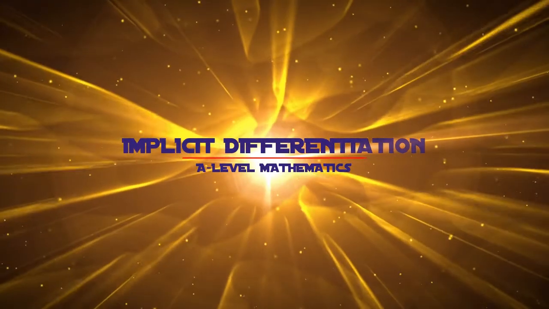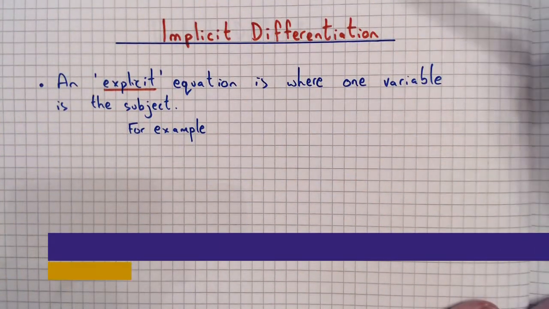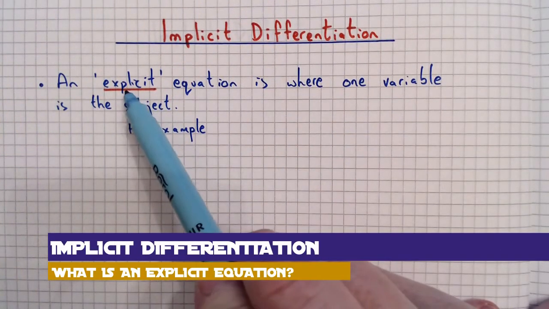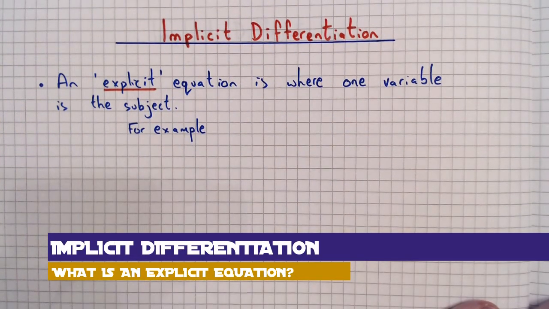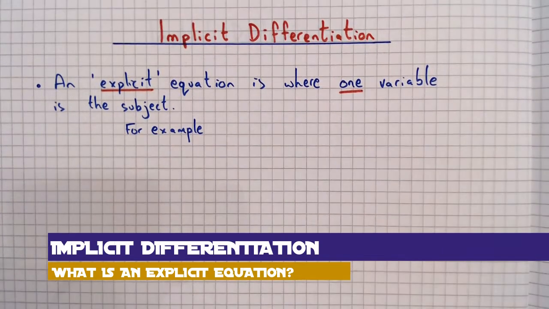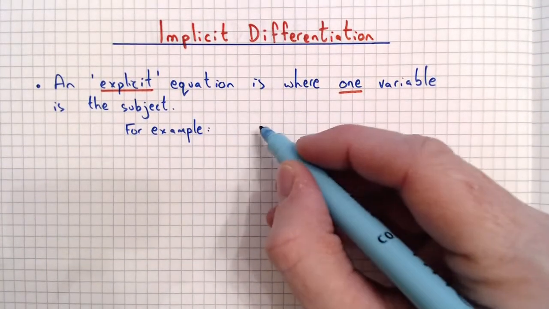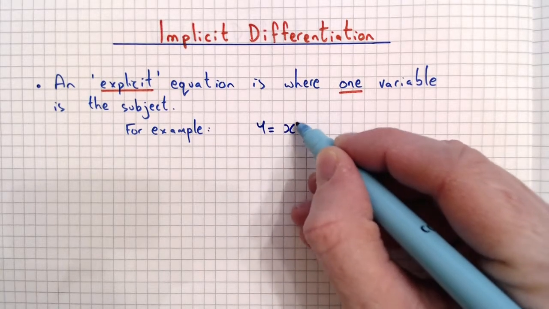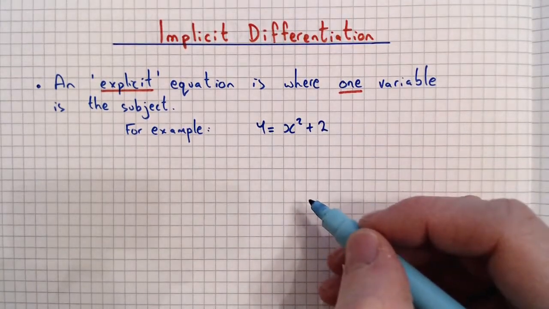Implicit differentiation. What is it? Today we're going to have a look. Implicit versus explicit. An explicit equation is the kind of thing you've been doing all the way up in maths until this point. That's where one variable is the subject of your equation. For example, y equals x squared plus 2.